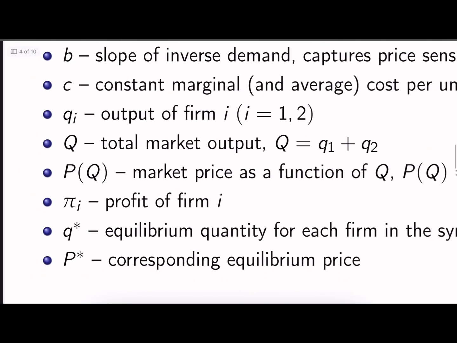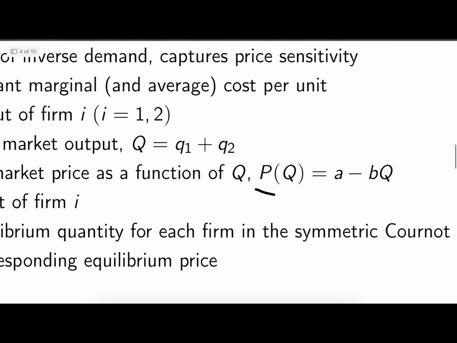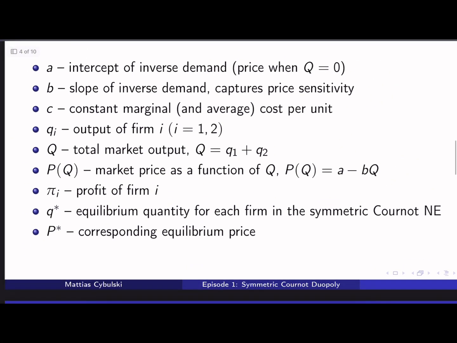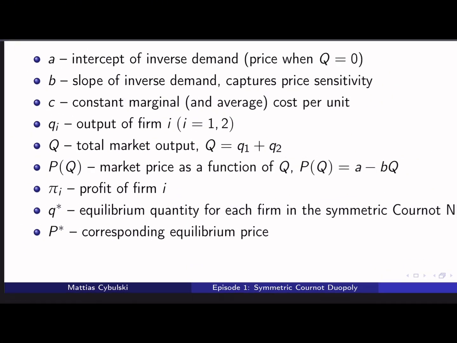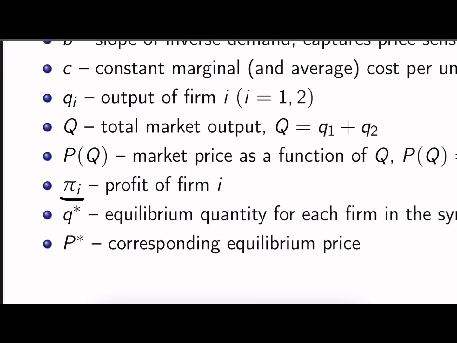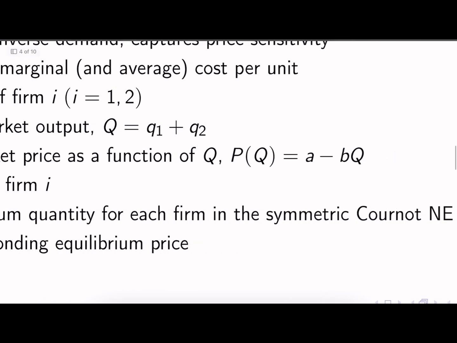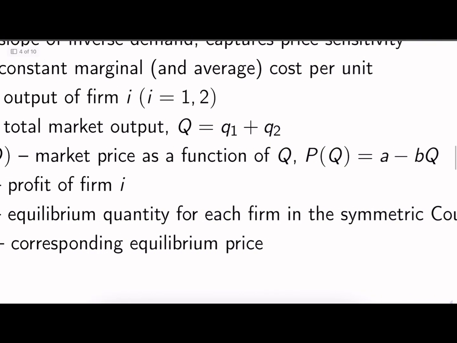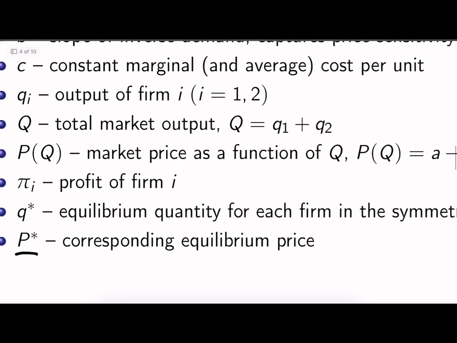And then the market price as a function of Q is exactly what we have here. So it's the inverse demand curve, or the inverse demand function. Pi of i is just the profit of firm i, so we're not actually doing anything crazy with circles. Everyone can relax. And then Q star is the equilibrium quantity for each firm in the symmetric Cournot-Nash equilibrium. We'll derive that soon. And then P star is the corresponding equilibrium price.